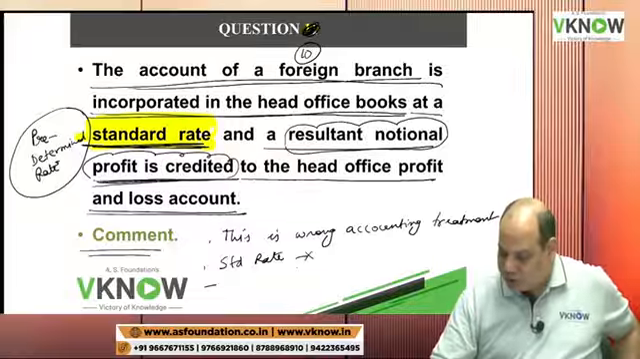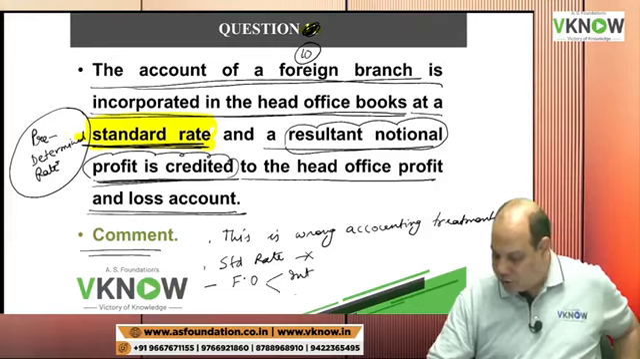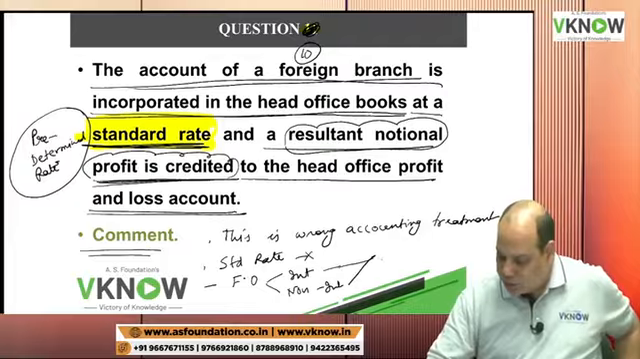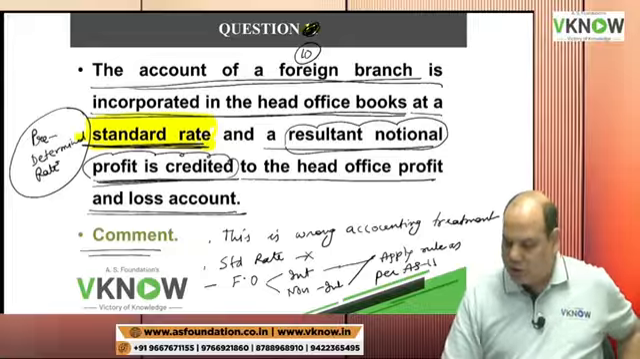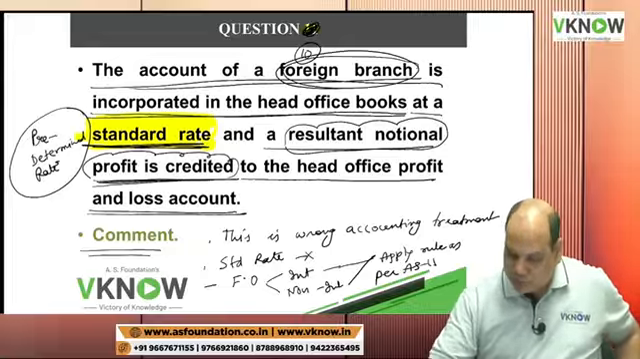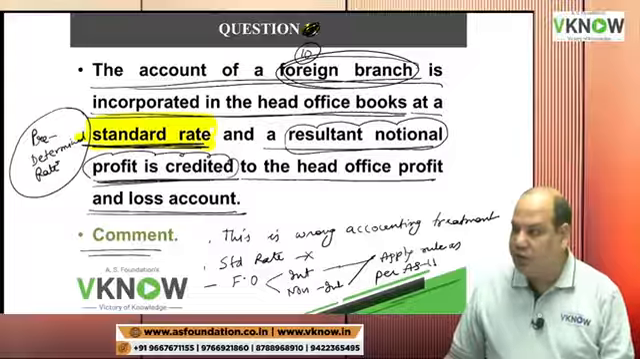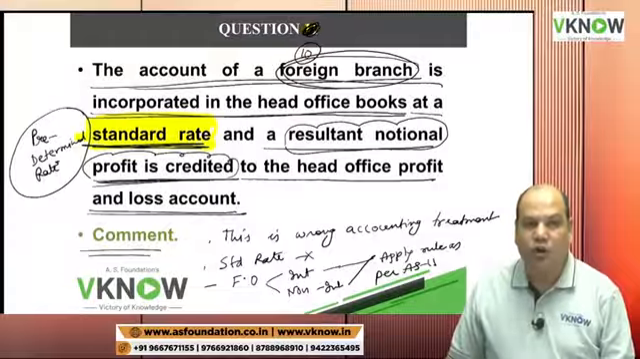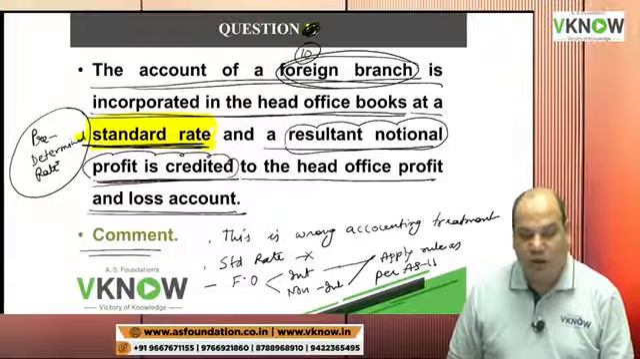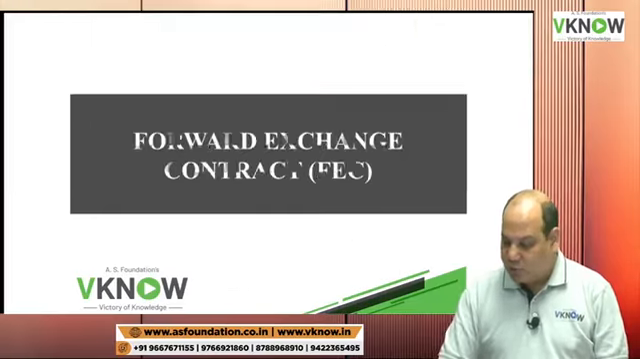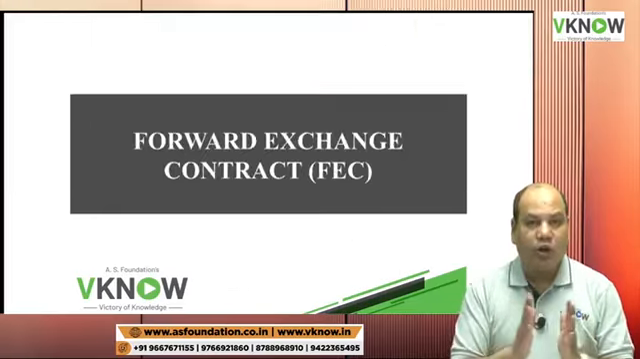You have to first check whether this foreign operation is integral or non-integral. Then apply the rule as per AS 11 for converting the trial balance of the foreign branch. So what this company has done is not in line with the principles given in AS 11. So these were a few questions on foreign operations.